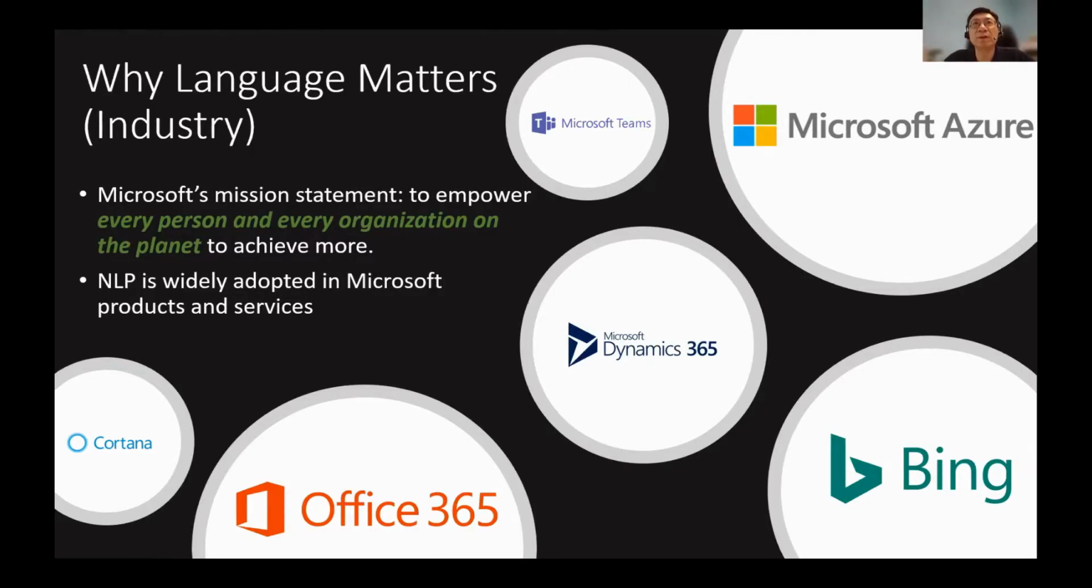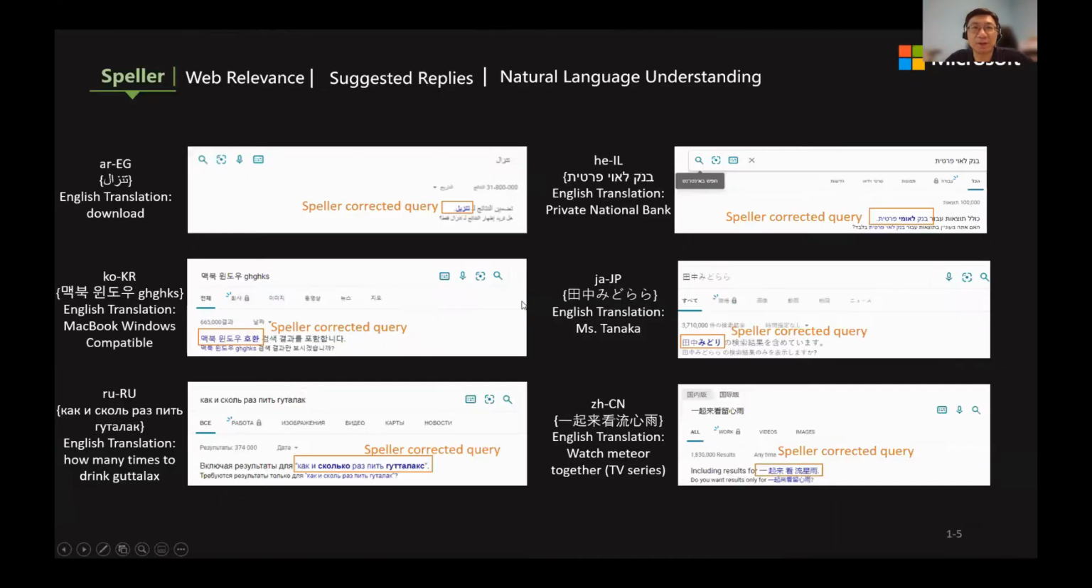The importance of language scaling can also be viewed from industry perspective. Please allow me to quote the mission statement of Microsoft as an example, which says to empower every person and every organization on the planet to achieve more. We can read the needs for language scaling from this statement. In fact, natural language processing has been widely adopted in various Microsoft products and services, including Bing, Azure, Office 365, and so on. So in the following, let's look at several examples of these applications.